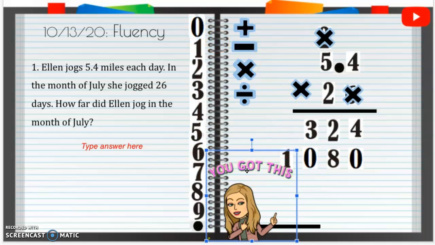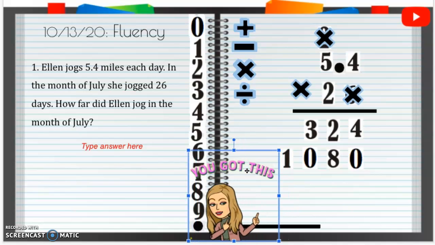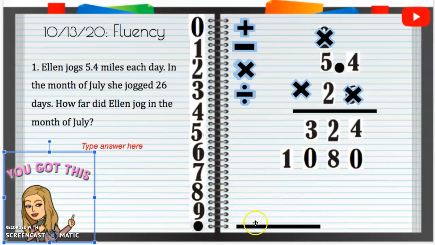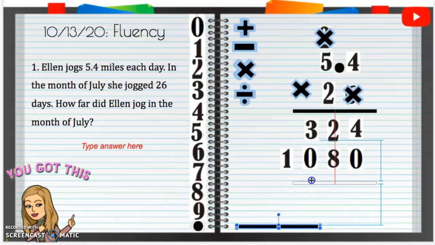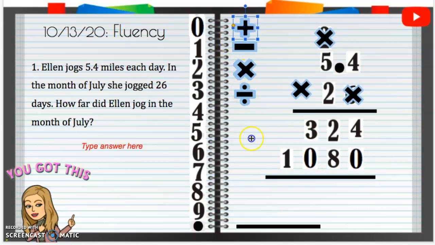Alrighty, so now what are we going to have? Well, let's actually move her over here. Now what are we going to have? Well, we're going to have these numbers, but what do we do with them? Oh yeah, we add them. Alrighty, so I'm going to add them.